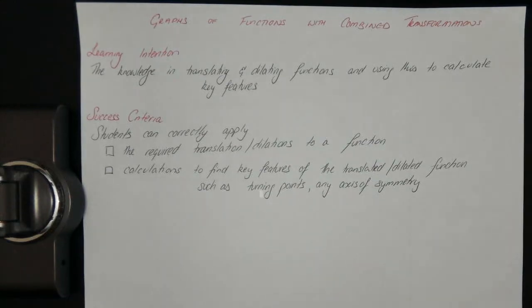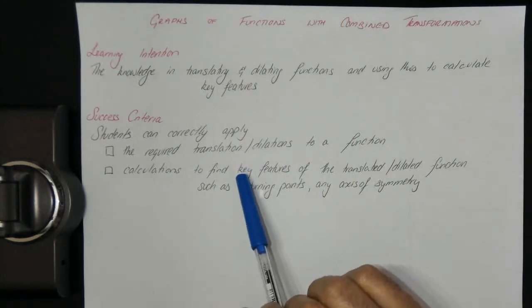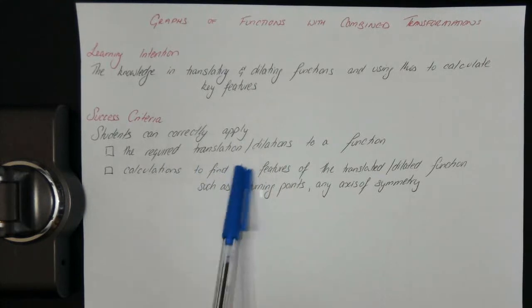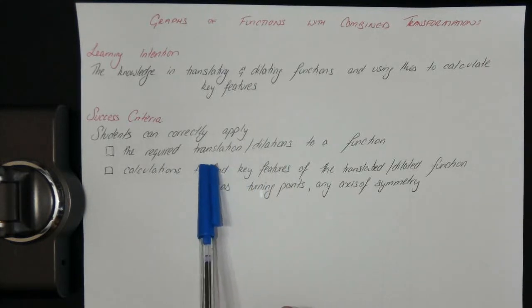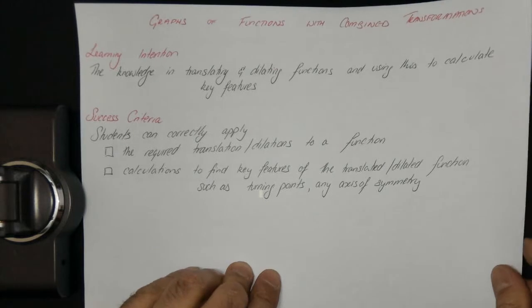Okay, so today we're looking at graphs of functions with combined transformations. Our learning intention is to gain the knowledge in translating and dilating functions and using this to calculate key features. We'll be successful if we can correctly calculate and apply the correct translation and dilations, and if we can use that to find key features such as turning points, axes of symmetry or x-intercepts.